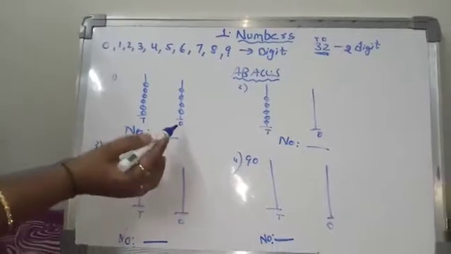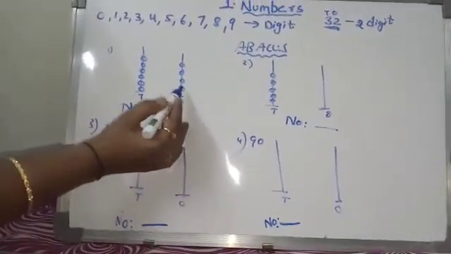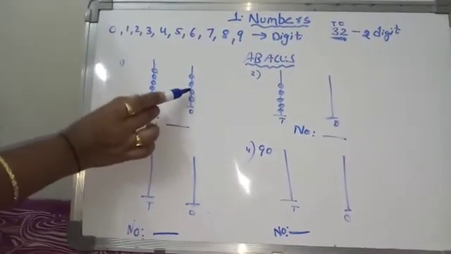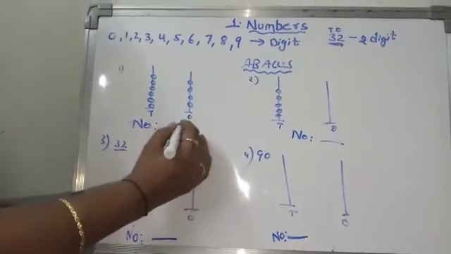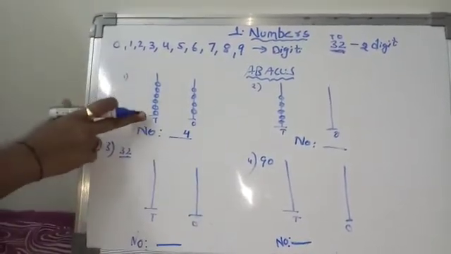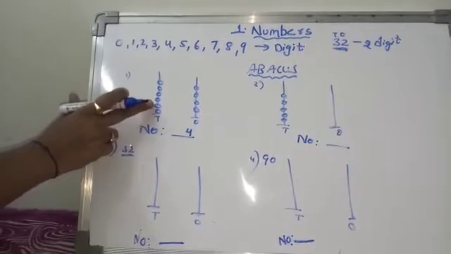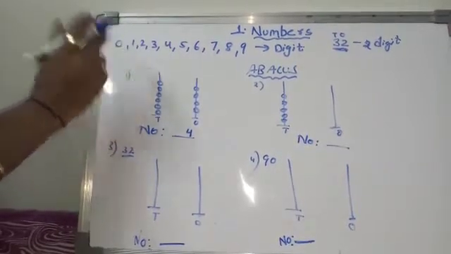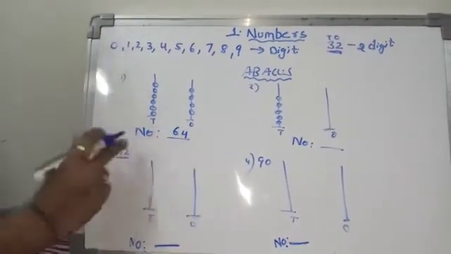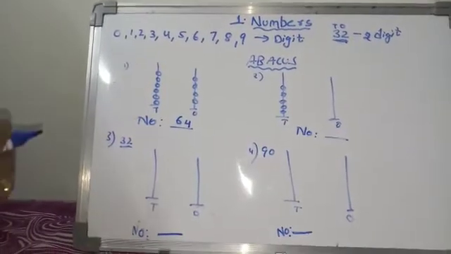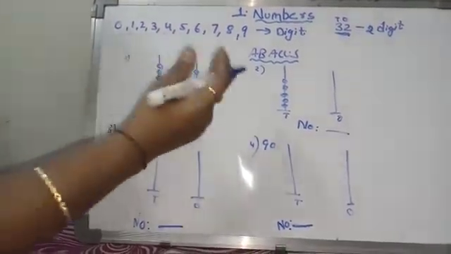Now, for example, see, we know two-digit numbers have tens and ones. So, in the ones place, how many beads are there? You count it, children. 1, 2, 3, 4. So you write 4 in the ones place. And in the tens place, how many beads are there? 1, 2, 3, 4, 5, 6. So 6 tens. So what is the number, children? 64.